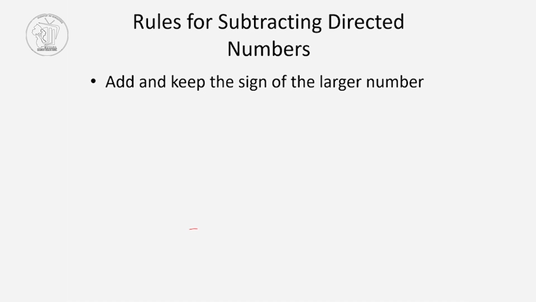So if we have an example, negative 5 subtract 2, what this rule is saying is we add the 5 and the 2, which will give you 7, and you put back the sign of the larger number, which would be negative 7. And if you have another example, negative 10 minus 7, we add and we put back the sign of the larger number. So this will be 10 and 7 is 17, and we put back the negative sign.